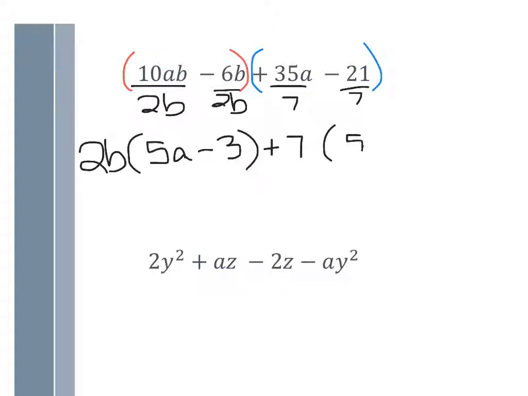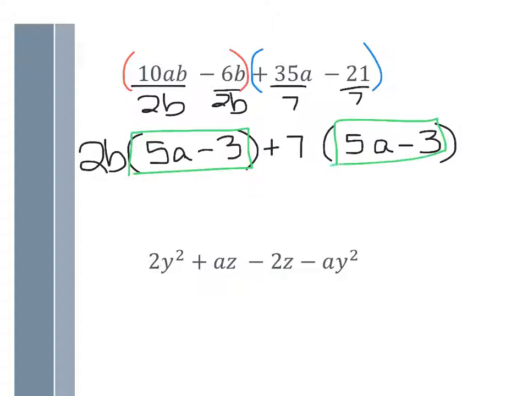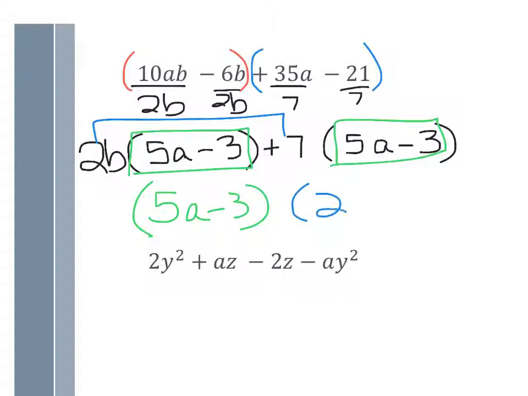Again, divide. And again, if this binomial in the parentheses is not the same, you've got to go back and double check your GCF. Or maybe it can't even be factored. So now, once you've factored out the separate GCF from both, write the one that's in common, so the 5a minus 3, and then take the 2b plus 7 that you just wrote outside.